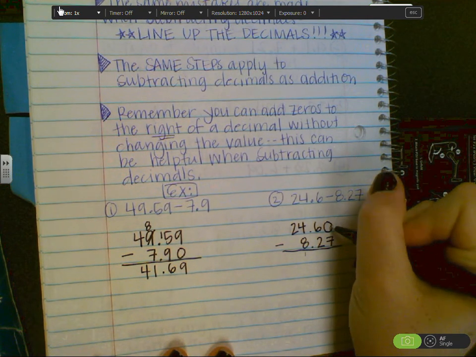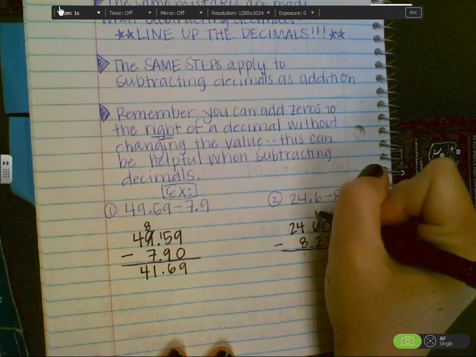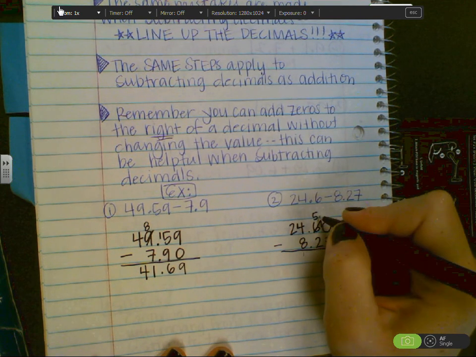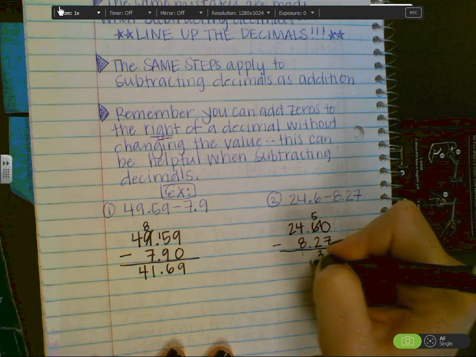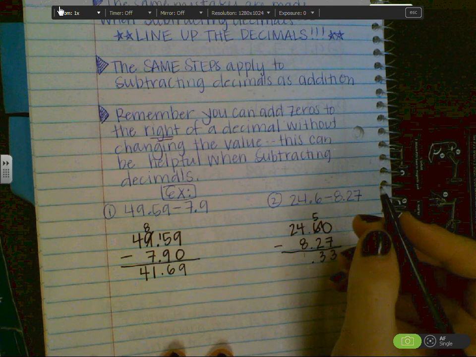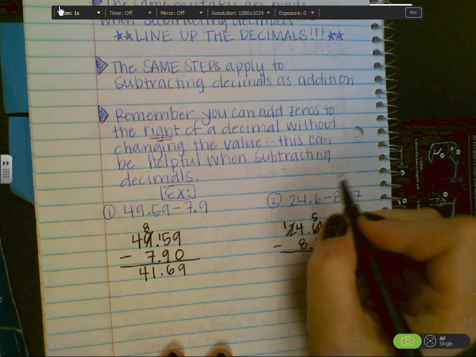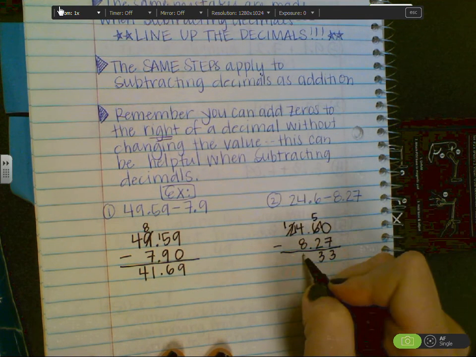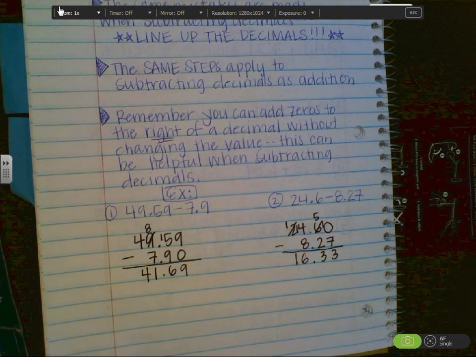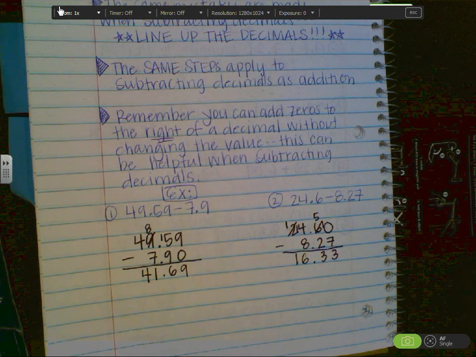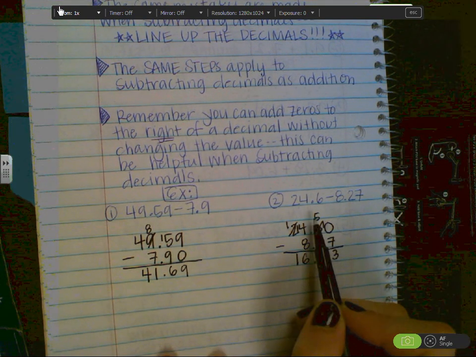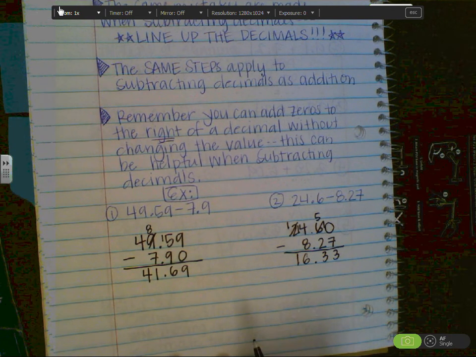So obviously I can't take 0 minus 7, so I'm going to borrow from this 6. And then I have 10 minus 7 is 3. 5 minus 2 is 3. 4 minus 8 I also can't do. So I borrow from the 2 and regroup. 14 minus 8 is 6. 1 minus 0 is 1. So I got 16 and 33/100ths. Again, these zeros do not change the value of the original number. They just help us subtract.